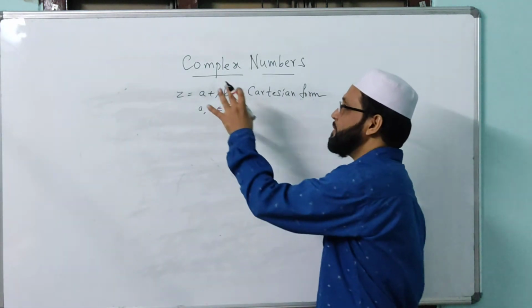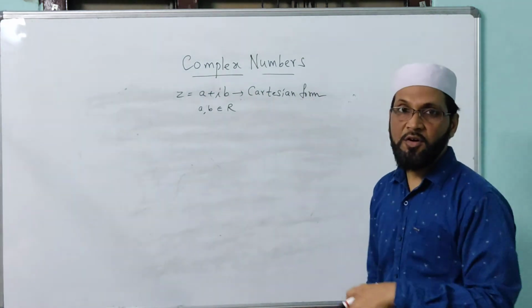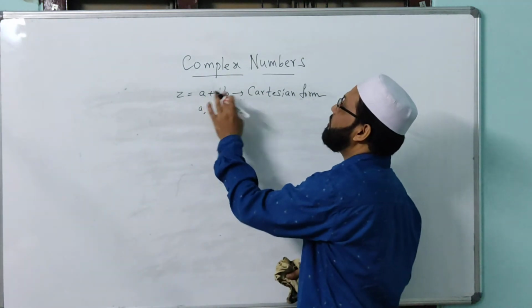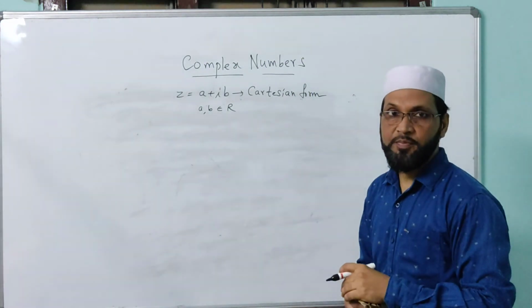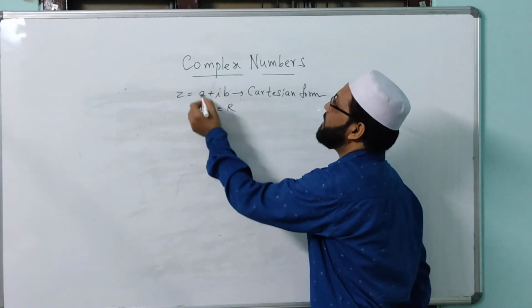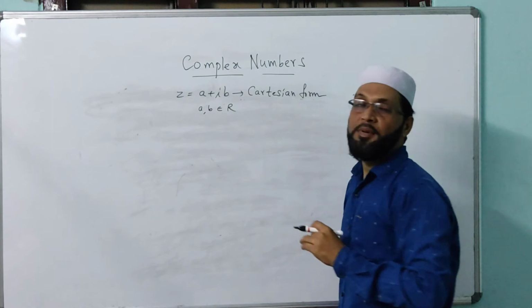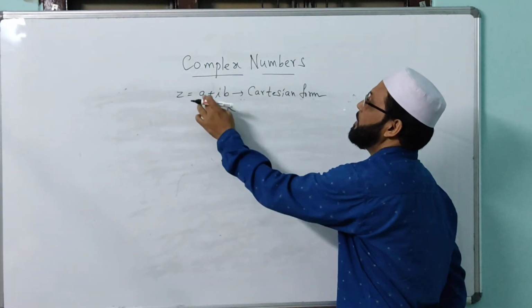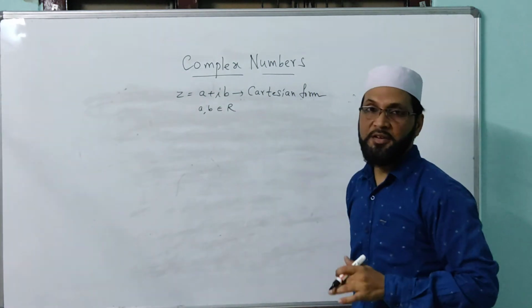So a complex number is actually a combination of real numbers. A and b both are real terms. Iota, of course, is an imaginary value. Anything of the form a plus ib is called a complex number denoted by z, where a, b are real numbers. A is the real part, b is the imaginary part.